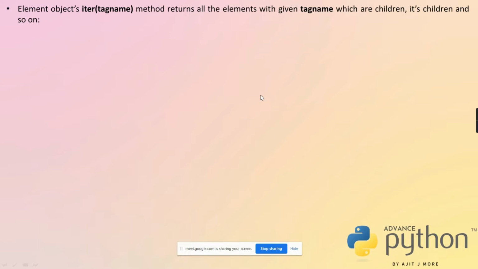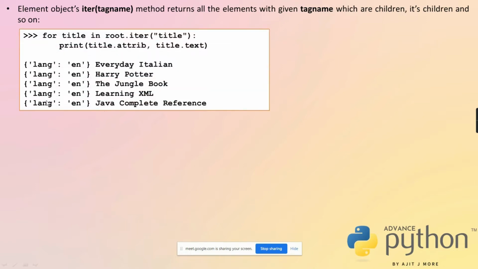Yesterday I took that concept also and showed you in a tabular form. I used the zip function to get the tuple, and then I unpacked it into child 1, child 2, child 3, child 4. Yesterday I gave you that demonstration. So the element object's iter tag name method returns all the elements with the given tag name, which are children, its children, and so on. One example we did.